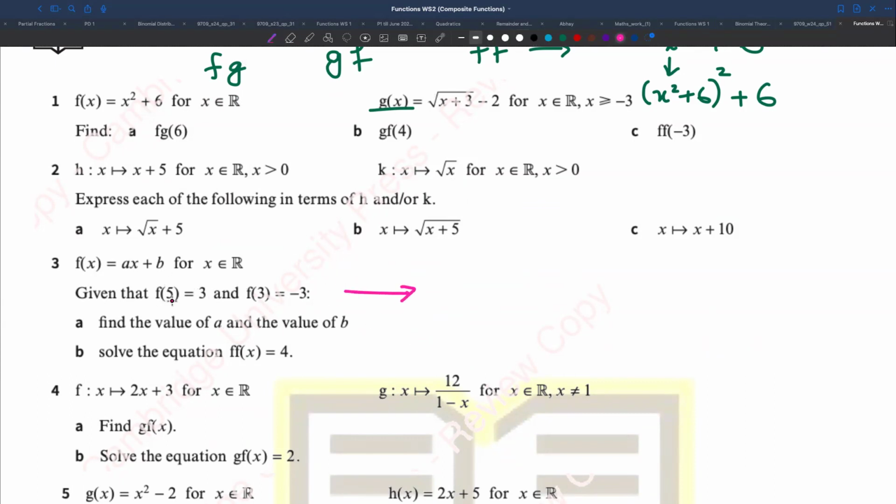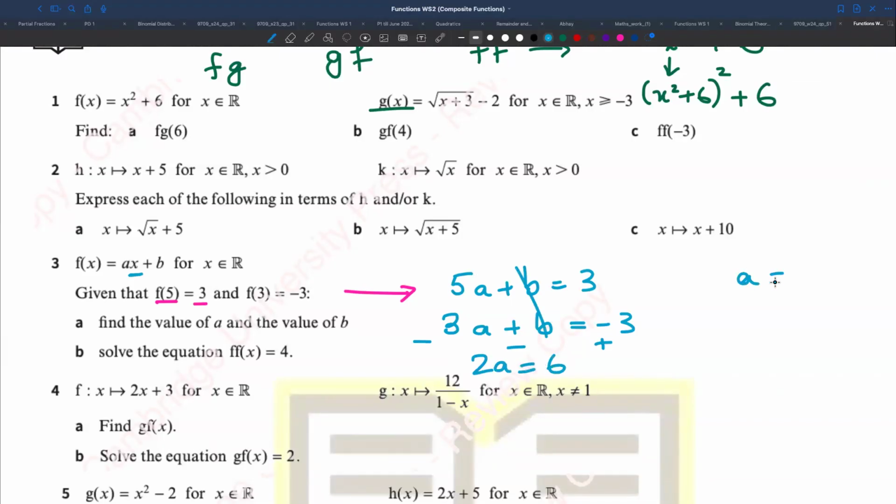Look, it says f of 5 is equals to 3. It means when you put x equals to 5, that is equals to 3. When you put x equals to 3, f of 3 is equals to minus 3. So you'll solve it simultaneously. I think everyone knows simultaneous equations.